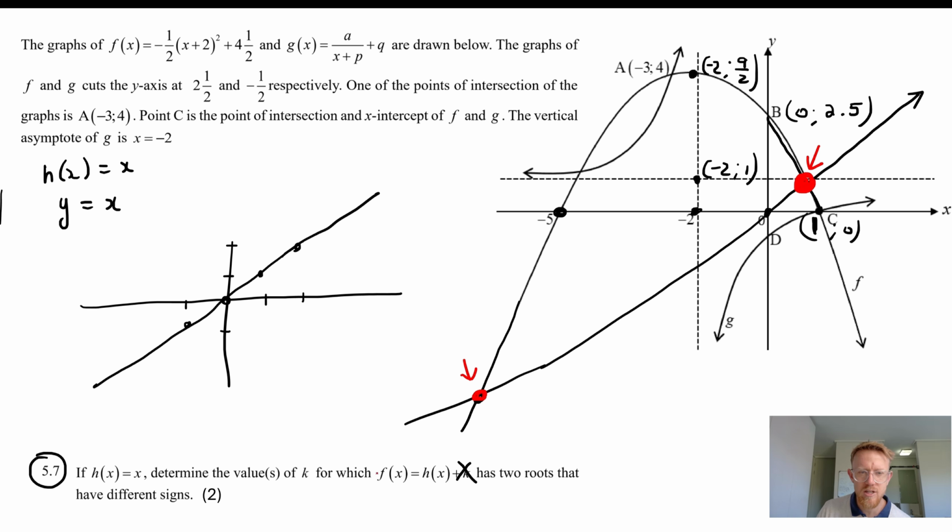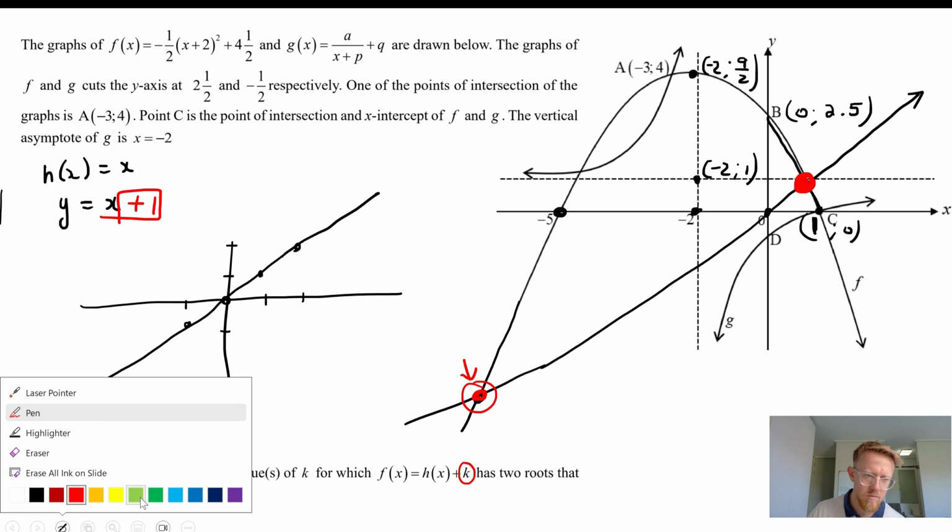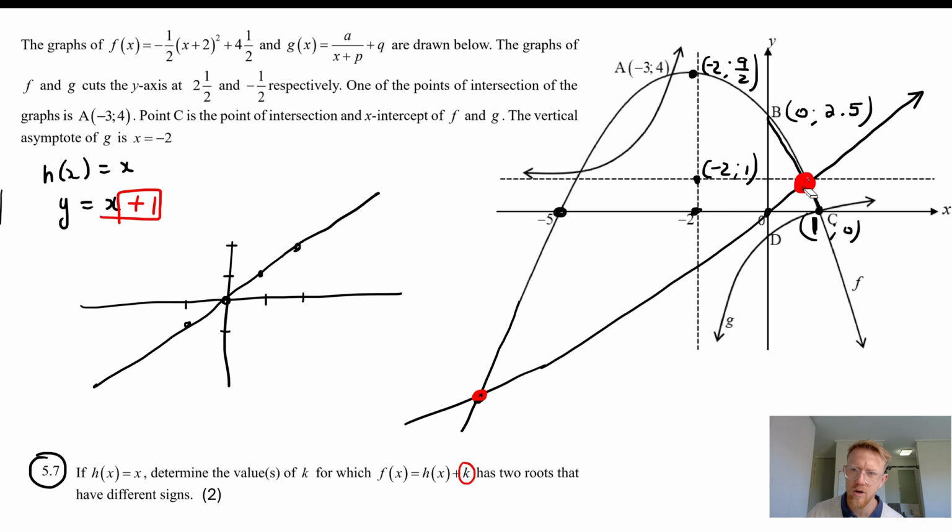So they said, determine the values of k so that this equation has two roots. So what that means is it has two answers that have different signs. So at the moment, this is good. We've got a negative answer here and a positive answer here. Now, if I then say plus k, so if I then say +1, then I'm going to move this straight line up by 1 unit. So then you would get a graph that maybe goes something like this. So it's going to be moved up by 1 unit. So maybe something like that.